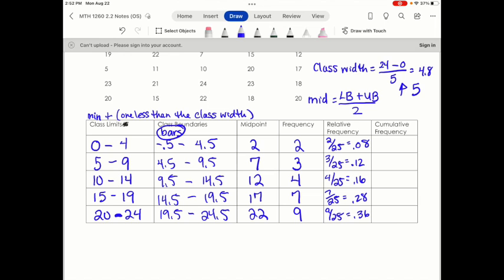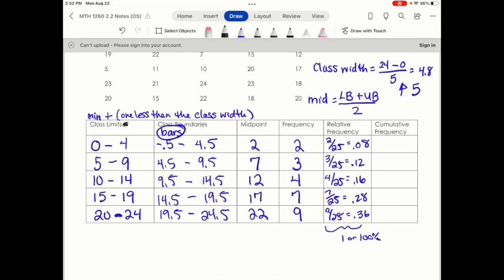Now, because these are proportions, this should add up to 1 or 100%. Now, when you're rounding, it might be slightly off. Like you might get 0.998 or something like that. So just know, because of rounding, sometimes it doesn't add up exactly to 1, but it should come pretty darn close that you can see that you've got 100% of the data added there.